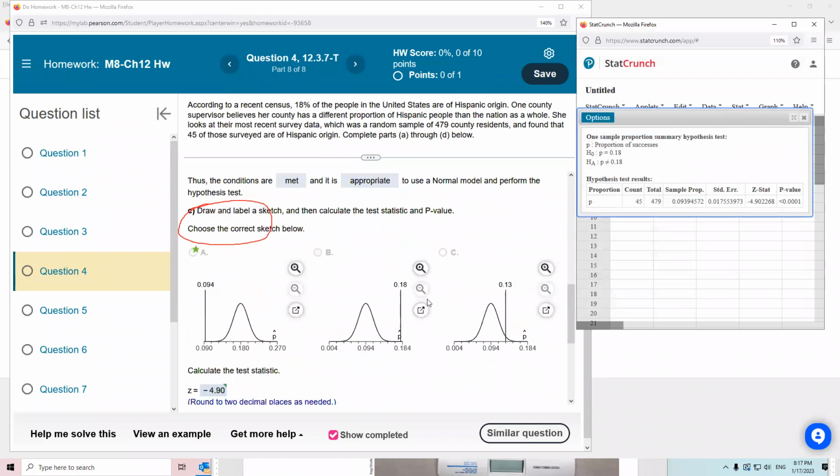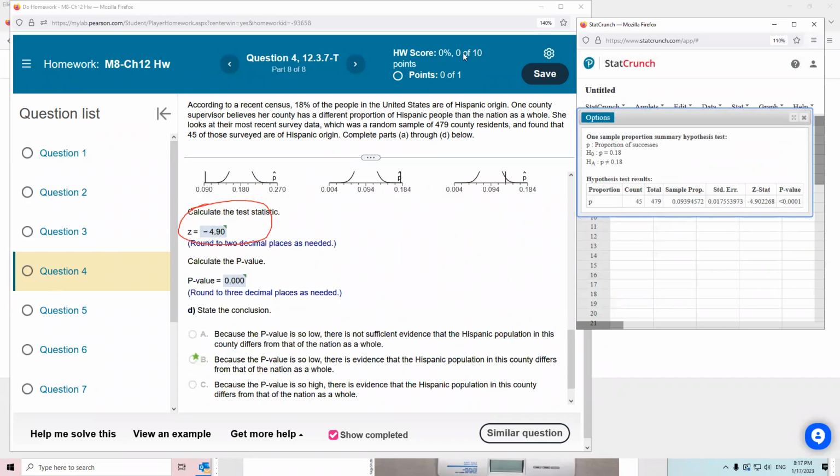If you notice, here's the test statistic. It's called Z-stat. It's negative 4.9. And here's the p-value. The p-value here is shown as less than 0.001. That's StatCrunch's way of telling you the p-value is essentially 0. It's so small that it's a number less than 0.001. So our answer here is 0.